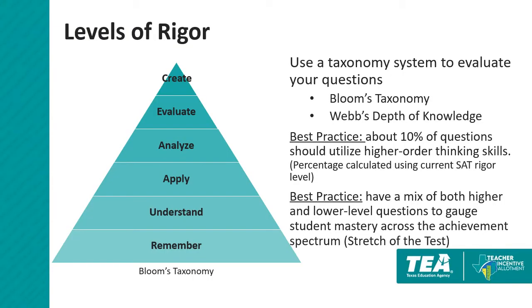To arrange and evaluate created items, a taxonomy should be used. Bloom's and Webb's depth of knowledge are two examples of this. When creating an assessment, one should aim to have a mix of both higher and lower level difficulty questions. According to researchers, the SAT reserves about 10% of the questions asked to utilize higher order thinking skills such as analyzing, evaluating, or creating. Another best practice is to have a mix of both higher and lower level questions to gauge student mastery across the achievement spectrum, what we call the stretch of the test. We will cover the stretch of the test in further detail in the next section.